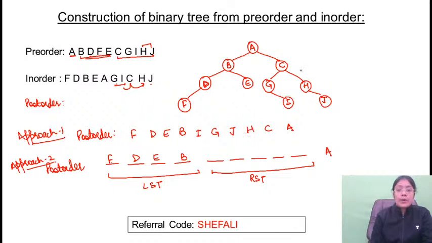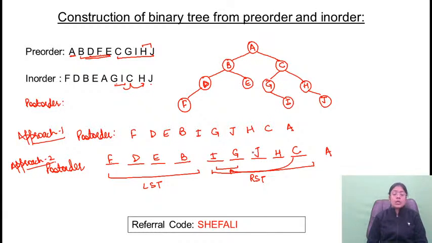Similarly, C is the root. Among these 5 elements, C will be at the end. First 2 positions will be taken by the left subtree elements of C. So among these, G is the root, so that will be at the last position, and I. Similarly here, C will be at the end, H is the root, H will be at the end, and J. So this is with another approach. So anyhow, you will be getting the same answer. So choice is yours, which method you want to follow. Is this clear?